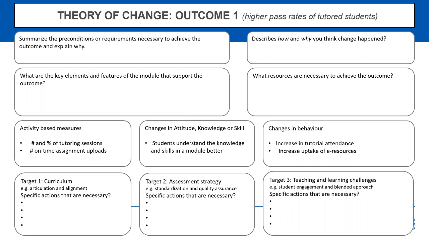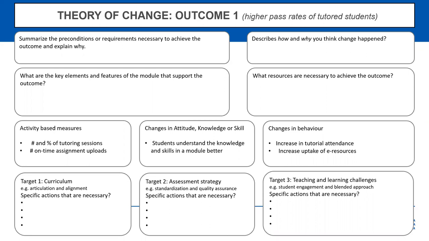Then you want to look at change in attitude, knowledge, and skills, and change in behaviors. Those two are leading indicators for the outcome, which is the pass rate. So as an example, students understand the knowledge and skills in the module better. Now you've identified a measure instrument to measure that, obviously, or it could also be a qualitative or a focus group where you've had a discussion with students and they've disclosed that, well, based on this and this and this, they understand the concepts better. Then change in behavior, increase in tutorial attendance, or increase in uptake of e-resources or whatever it might be. So those, if you see changes here and you've theorized about what's happening, you expect students to perform better.